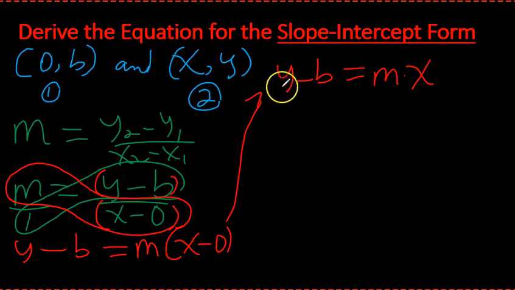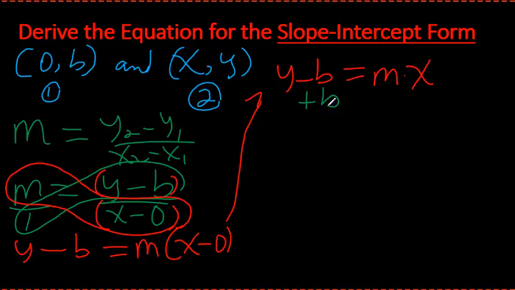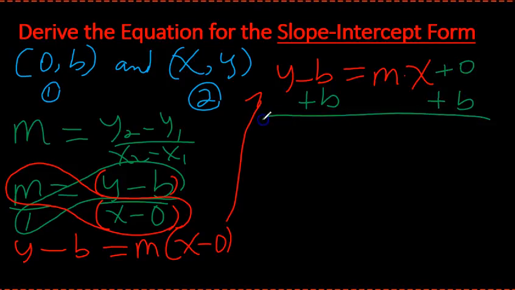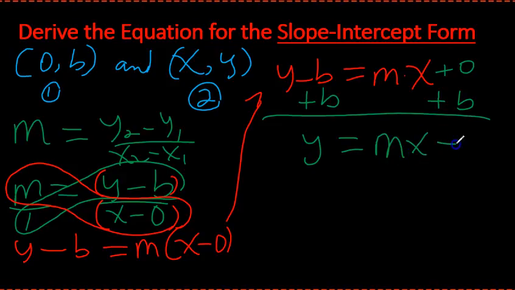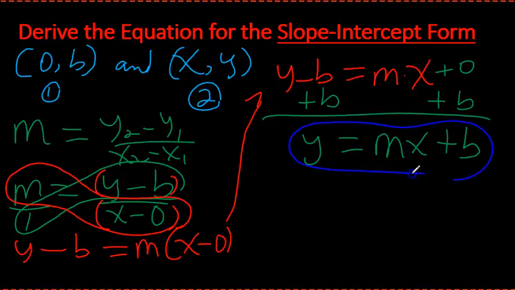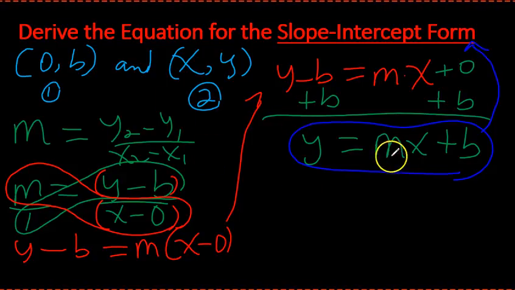And to solve for y, we can add b to both sides. If we add b to both sides, b is not a like term with this, so we just keep it b. We can put 0 here if we want. And this becomes y, this becomes 0. y equals mx plus b. And this is the slope-intercept form. That's how it came about, from the slope. So this is the y-intercept. This is the slope.